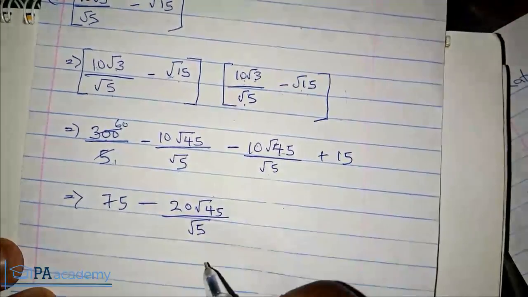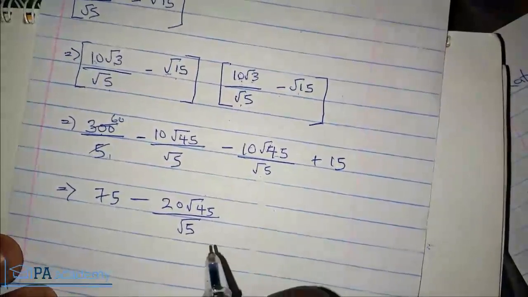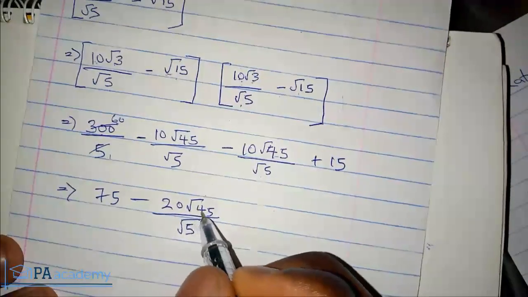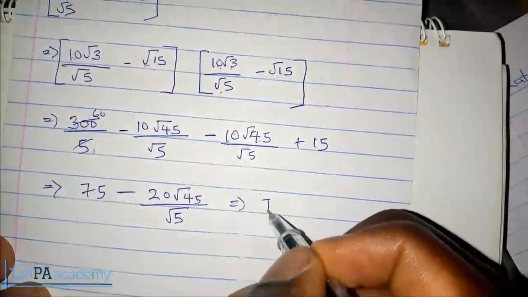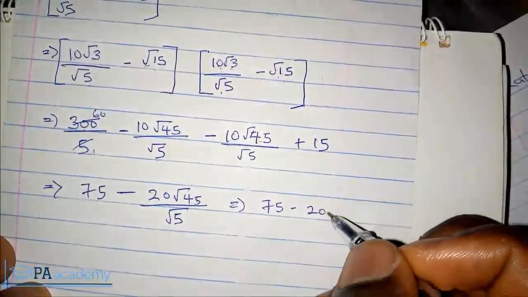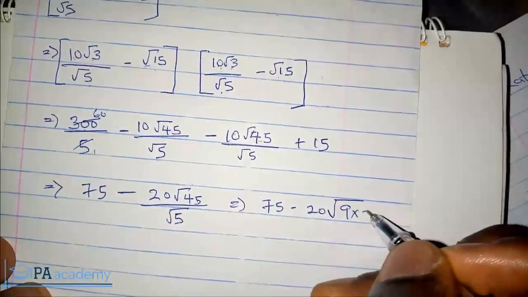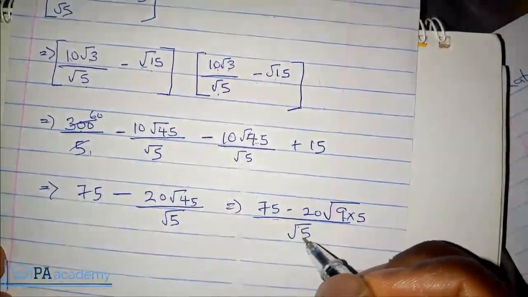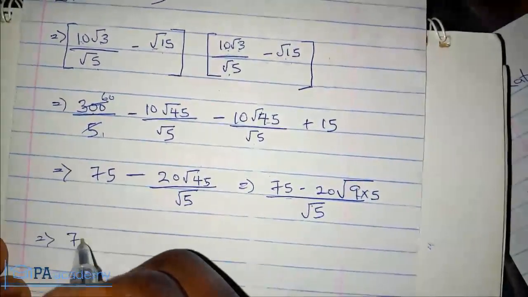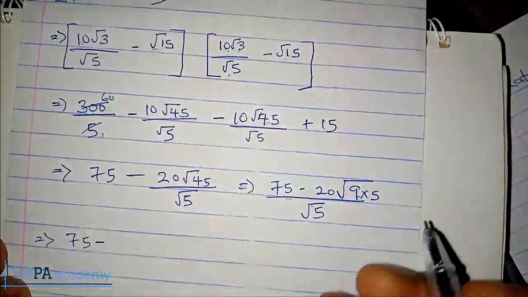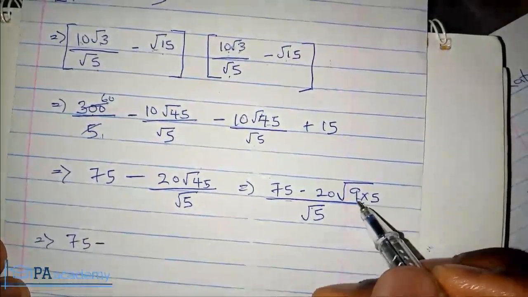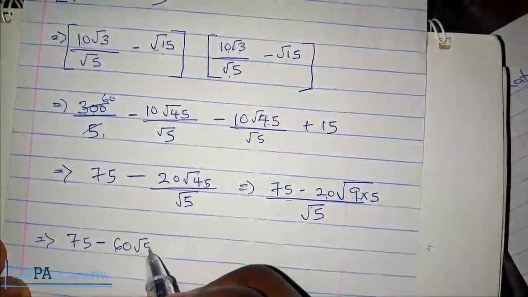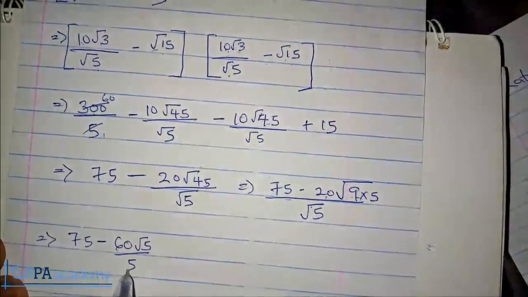Okay, √5, not only over 5, over √5. So here we have 45. We can also simplify this as 75 minus 20√(9 times 5). Don't forget, 9 times 5 will still give us 45. So let's bring our denominator, over √5. That will give us 75 minus, so this will give us 3 times √5. The 3 will be used to multiply this 20, that will give us 60. So that will be 75 minus 60√5 over √5.